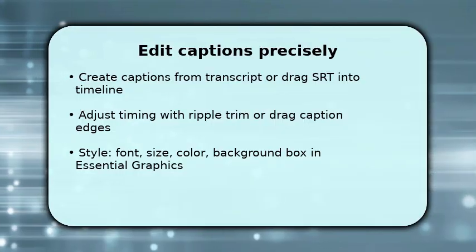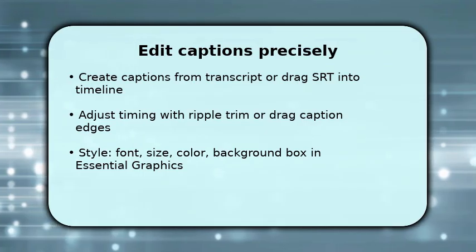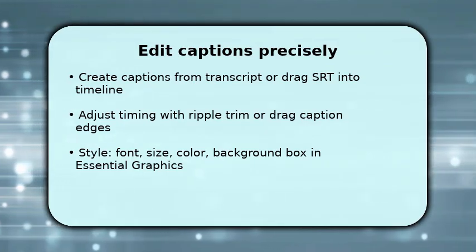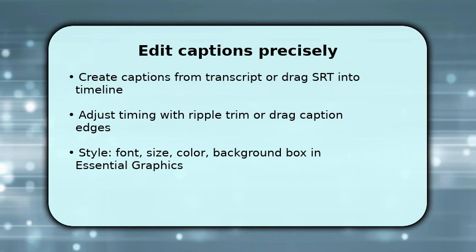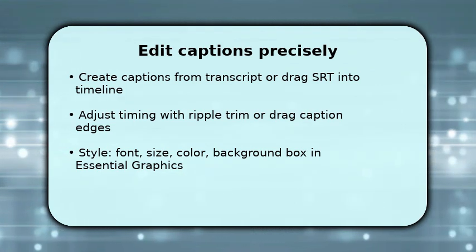Next, open Essential Graphics to set font, size, line length, and background box for readability. This matters for viewers on small screens. Once styled, use the caption track settings to export burned-in or sidecar files, depending on client needs.